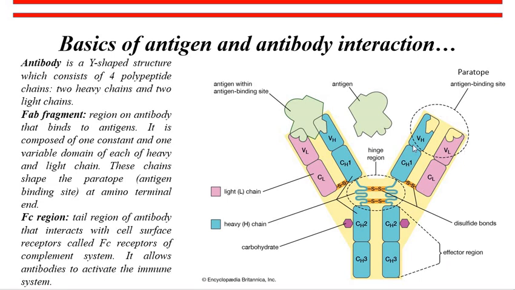The part on the antibody through which it binds with the antigen is known as paratope, and also there is a part on the antigen through which it will bind with the paratope, which is known as epitope.